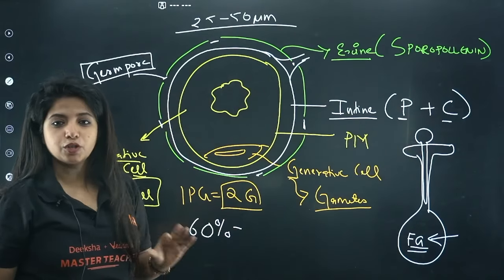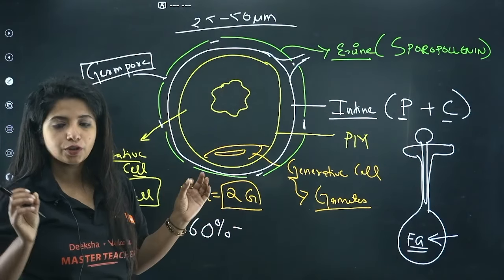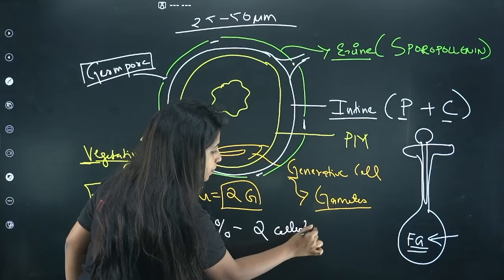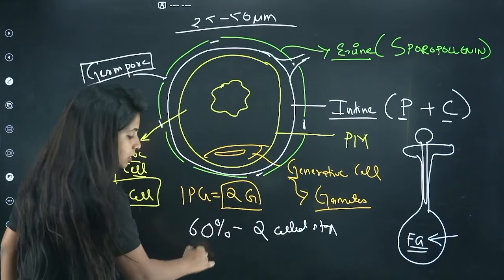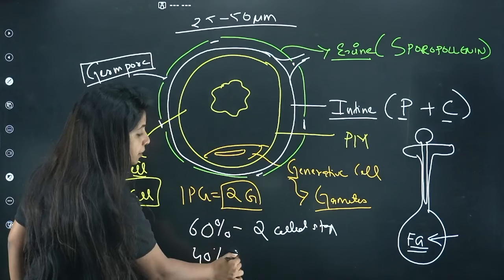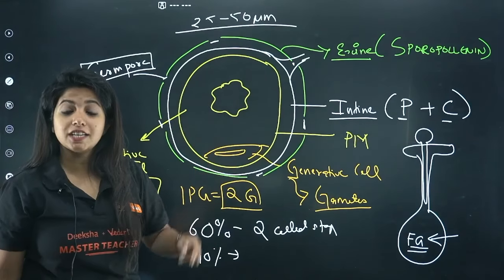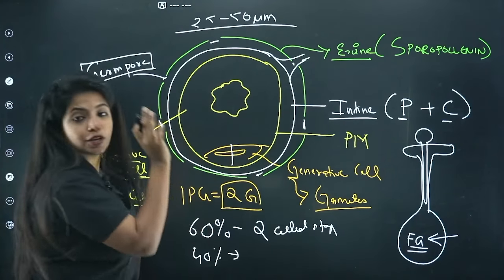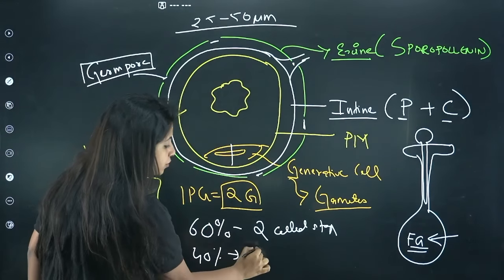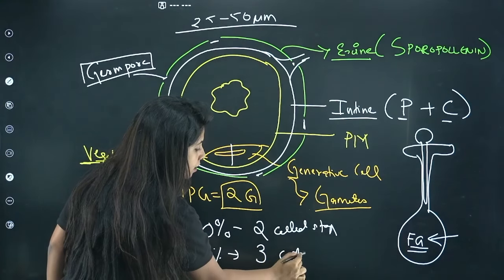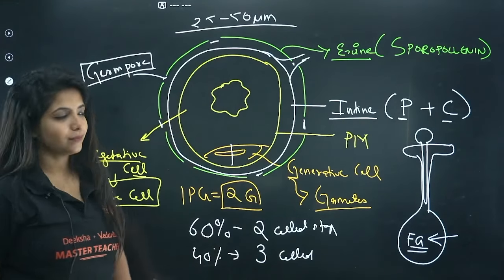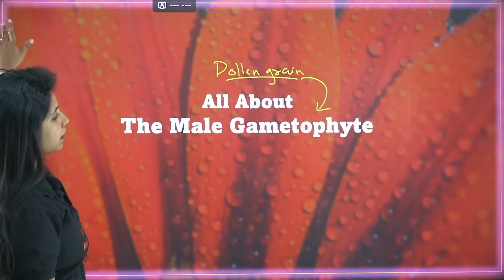So 60%, most of them out of 100, are going to shed off the pollen grains in 2-celled stage. This is also important. And rest, what do you have? 40% only. 40% of them are going to shed in 3-cell stage. How can it be 3-cell stage? One gamete, second gamete. So 3-cell stage. So 60% 2-celled and rest 40% will be in 3-cell stage. Got it? Yes, ma'am. Got it. And that's about pollen grain as well.